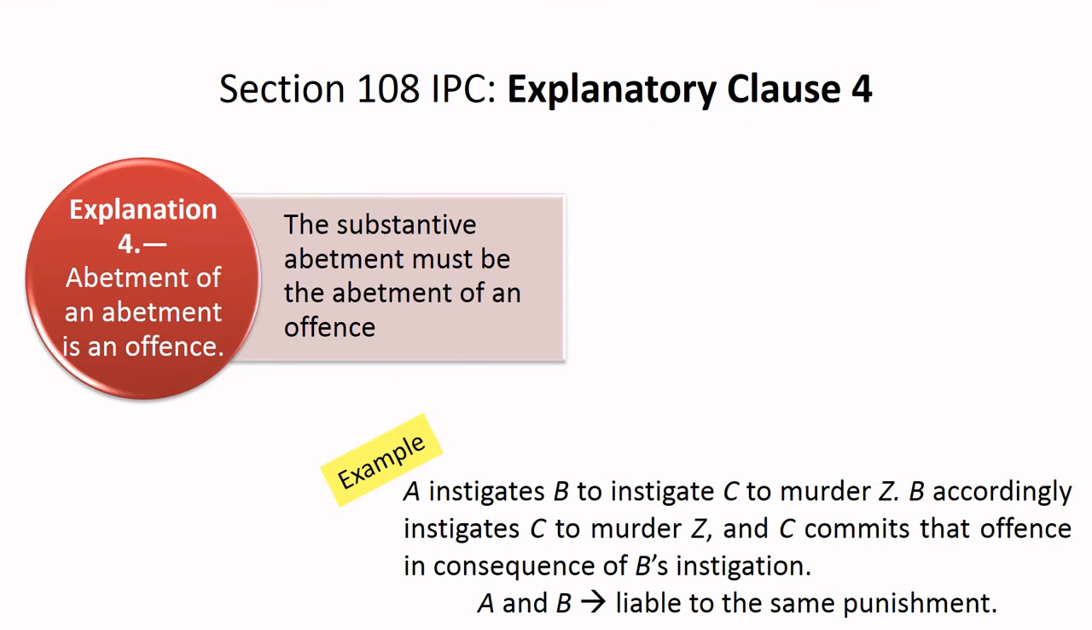The first person has instigated the second person to instigate the third person to kill Z. Here the third person had actually committed the act, but it was because of the instigation by the second person, which was because of the instigation of the first person. Therefore, both first person and the second person will be held liable for abetment. The only condition is that the substantive abetment, the principal abetment, must be an abetment of an offence.